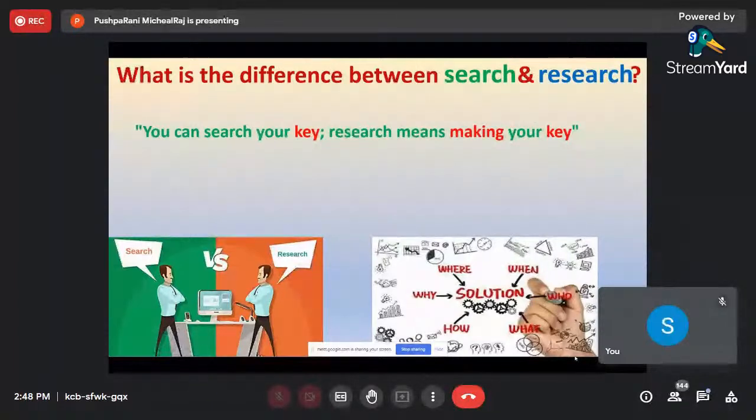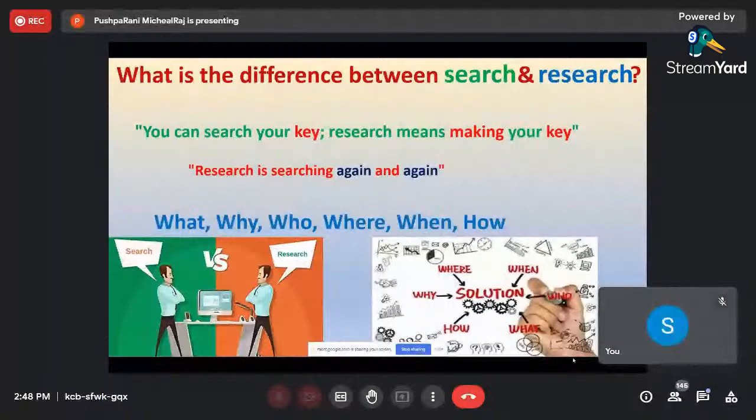You search again and again, that is what is called research. For example, a police officer searching for a thief is a search. And how innovatively the police officer is searching for the thief is what is called research. So searching things again and again is what you can call research. Research is searching again and again, and you must answer questions: what, why, who will do the research, where you will do the research, when and how you will do the research.